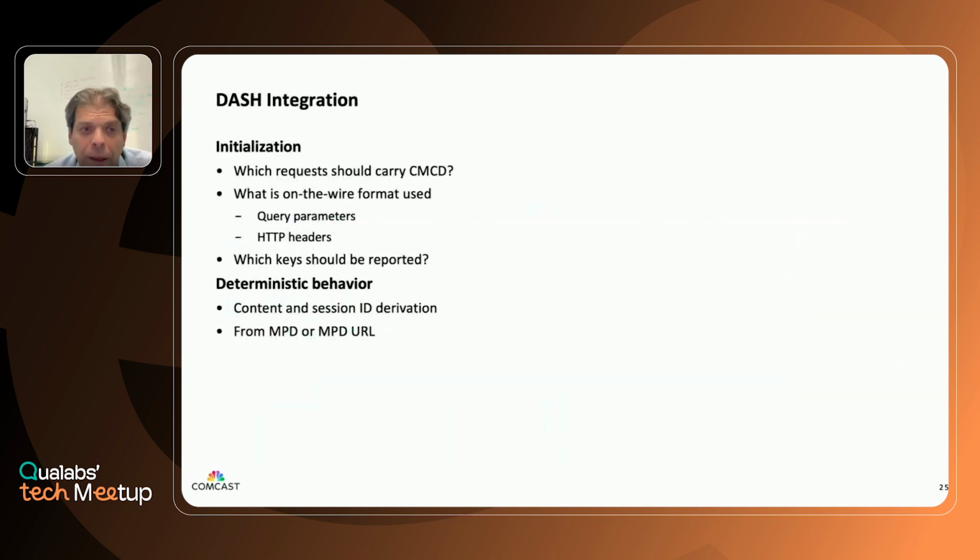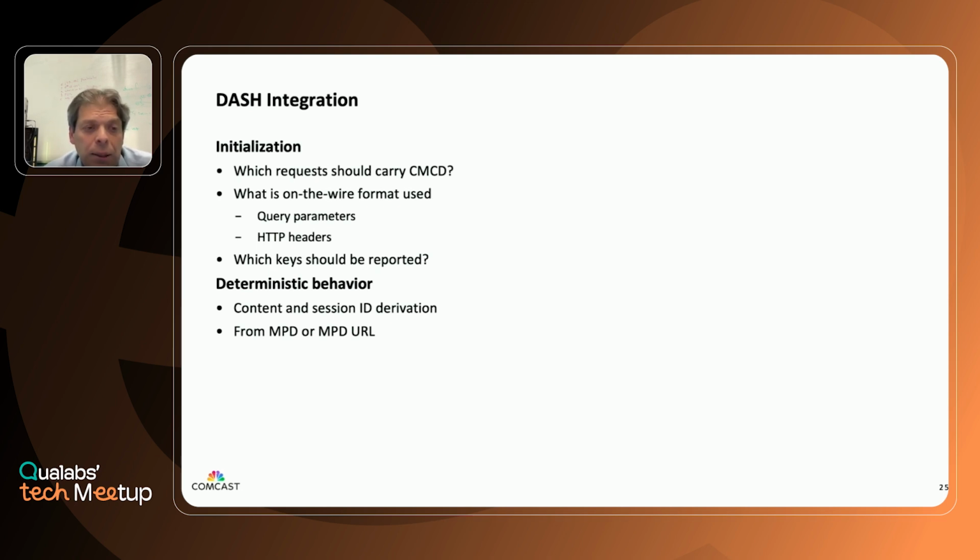Now, what do we need to do about it in Dash? Two things: initialization, so which requests should carry CMCD. For instance, are we going for all video and audio? Do we want to go and do MPDs as well? Second thing is, what is the on-the-wire format that we want to use, query parameters or headers? And last but not the least, which keys should be reported?